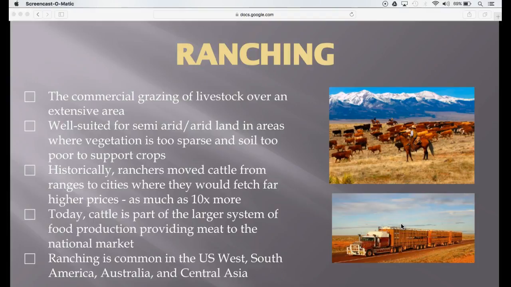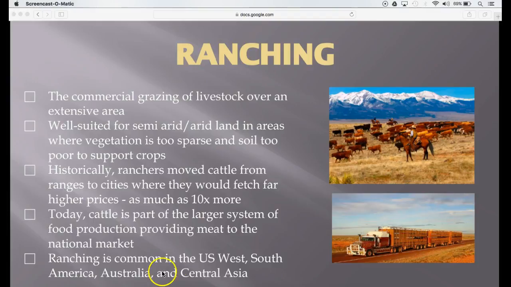Today, cattle is again a part of the larger system of food production, providing meat to the national market. Essentially, you are not just growing this cattle and selling it to your neighbor. You're now raising this cattle and you're selling it to a big food company who are now selling them to fast food chains, to your local markets, etc.